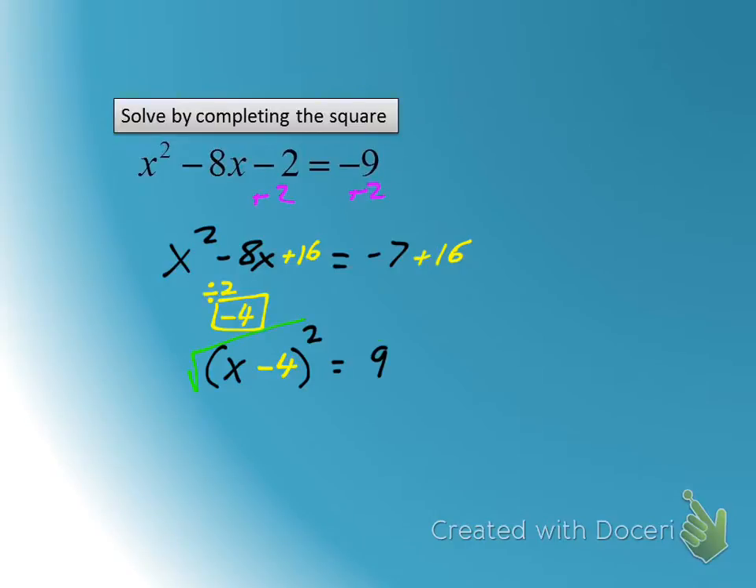Square root them. X minus 4 equals 3. X minus 4 equals -3. So x equals 7. And x equals 1.